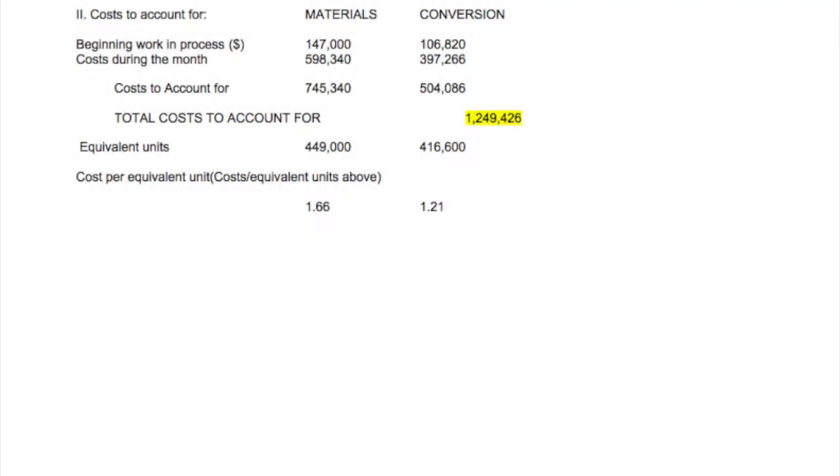Underneath that, you can look up at the T account and find that the materials dollars has 598,340 added to it this month. So you want to put that under the materials beginning. The conversion should be 397,266 added to the conversion beginning. Adding those down will give you a total dollar amount that you can then divide by your equivalent units for each one, by materials and by conversion, and get the cost per equivalent unit. Try that now.